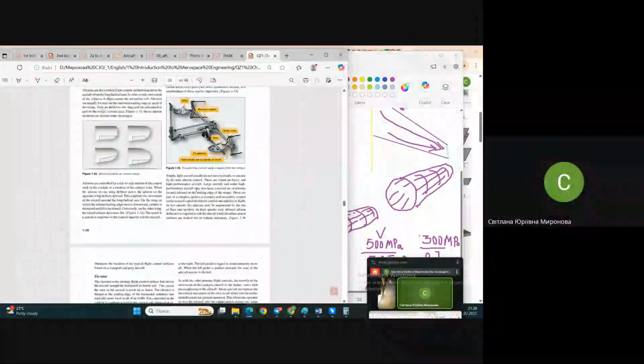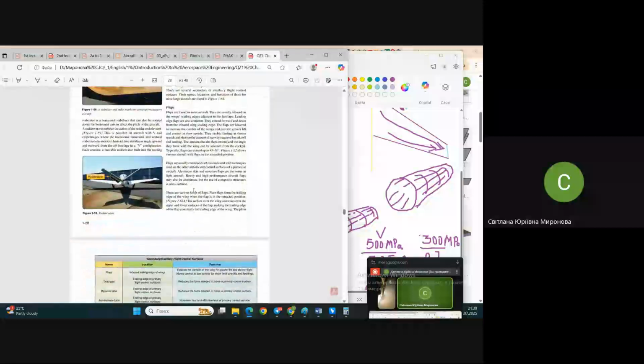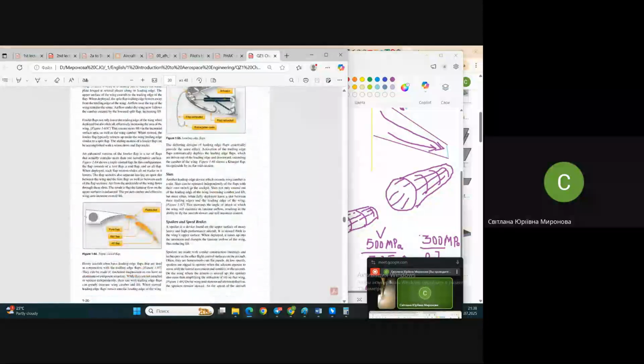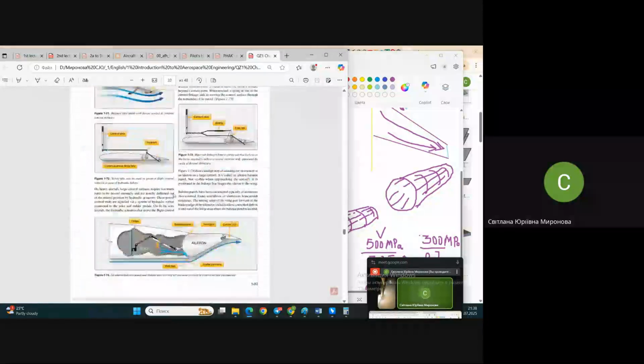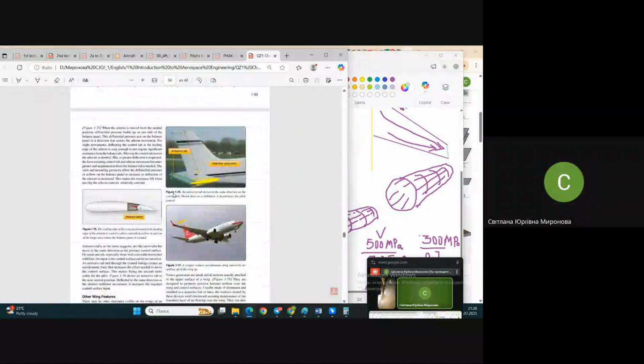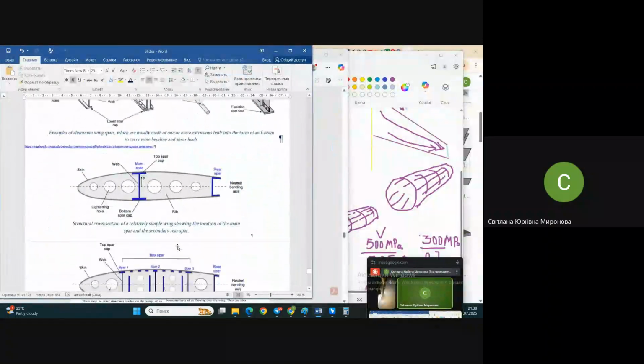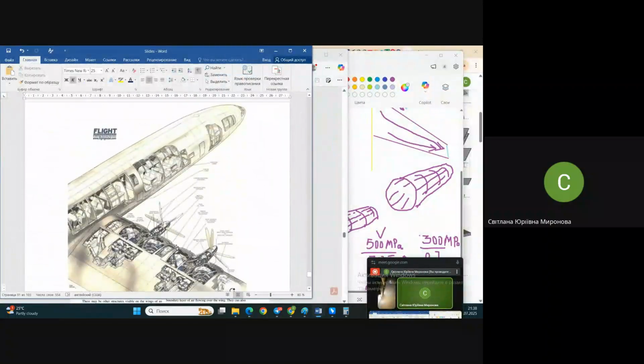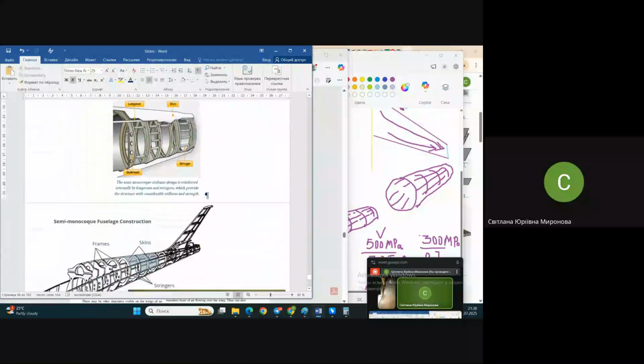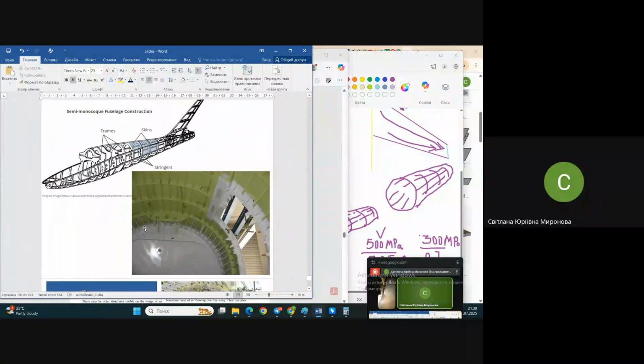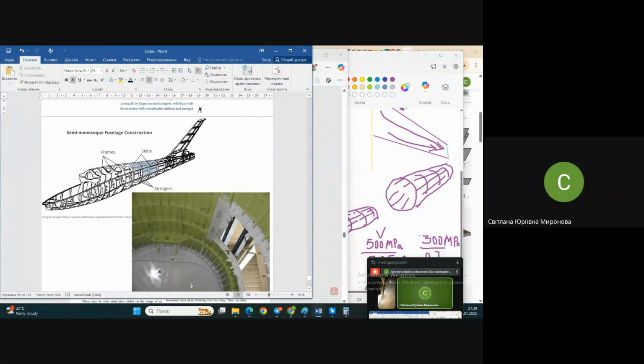And somewhere there was the structure for the empennage, if I'm not mistaken. Maybe I'm mistaken. Right now, maybe we will finish on this. Once again, I'll show you those pictures, and remind you of this weird name.